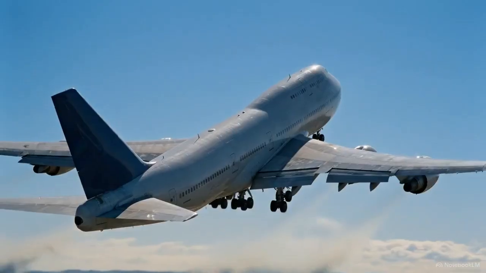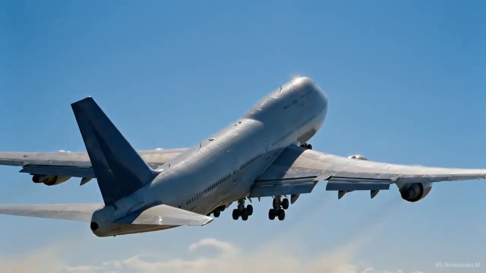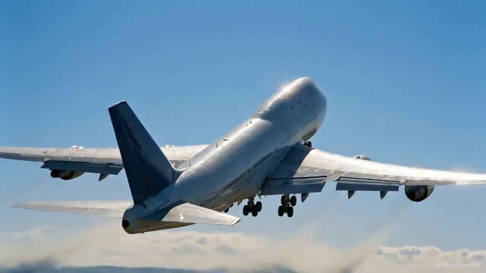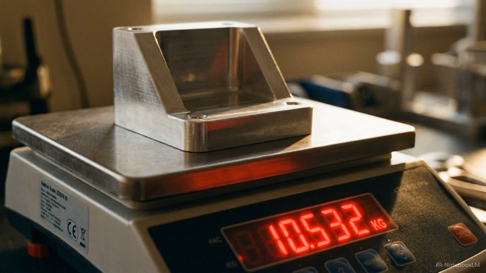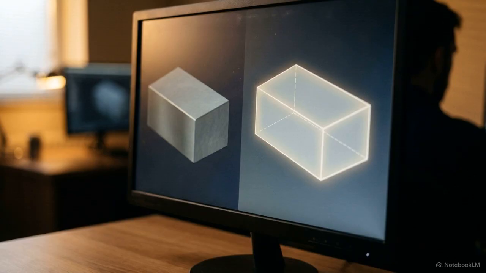In aerospace, every unnecessary ounce on a flying structure increases fuel burn over the lifespan of an aircraft. You are continuously paying to fly metal that serves no structural purpose. Generative design and topology optimization invert that entire process.